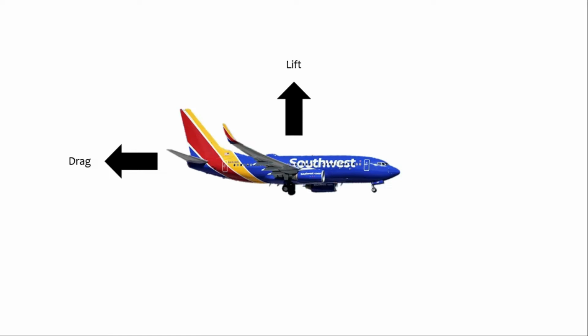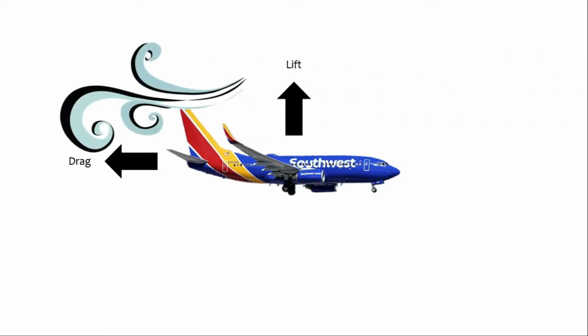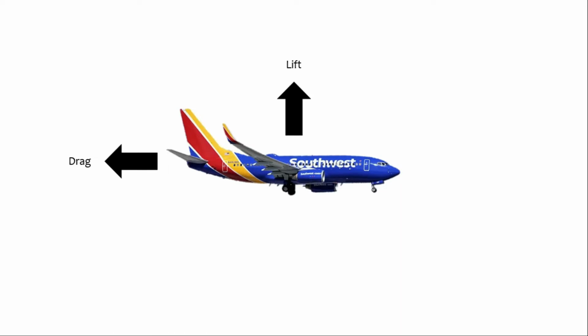Lift is what makes the airplane go up, and it's caused by air flowing over top of the surfaces. And somehow when the air flows over top of the surfaces, it makes those surfaces go up, perhaps because there's lower pressure on top. That's lift.